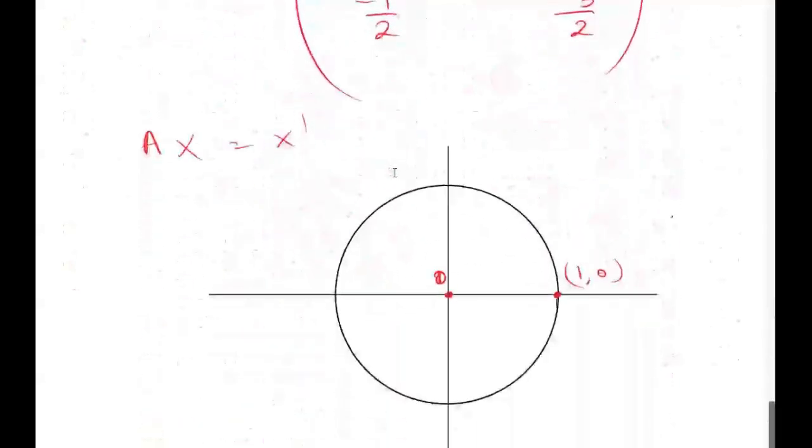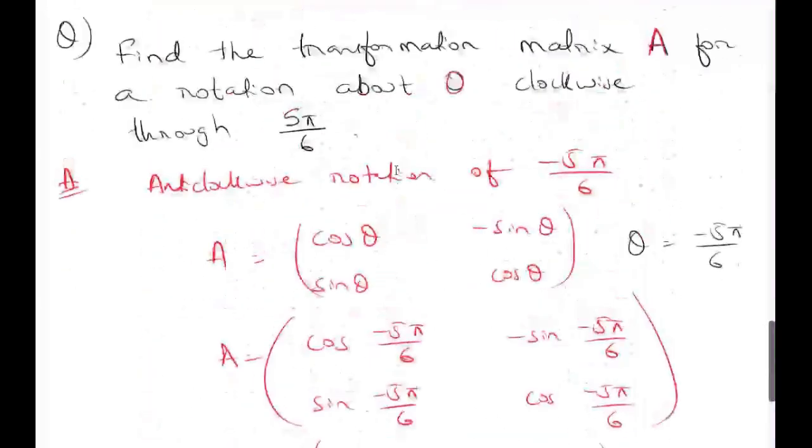Now do not get confused: in the question it is clockwise, and while trying to find the matrix A, I do the anti-clockwise. But while drawing the diagram, I have to respect the question. I have to respect the information given in the question. So in the diagram, I will be doing a clockwise direction of 5 pi by 6.